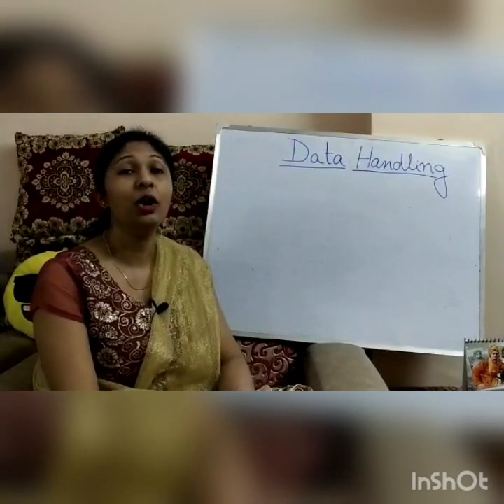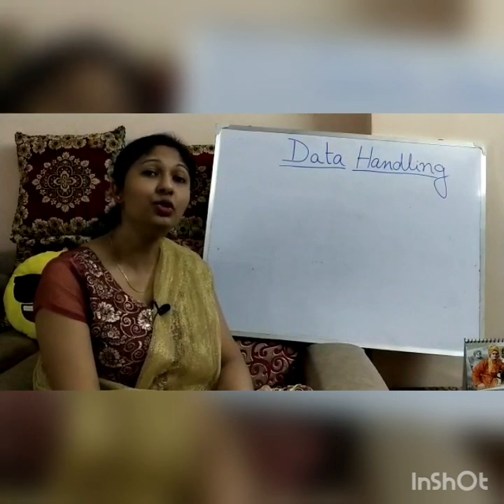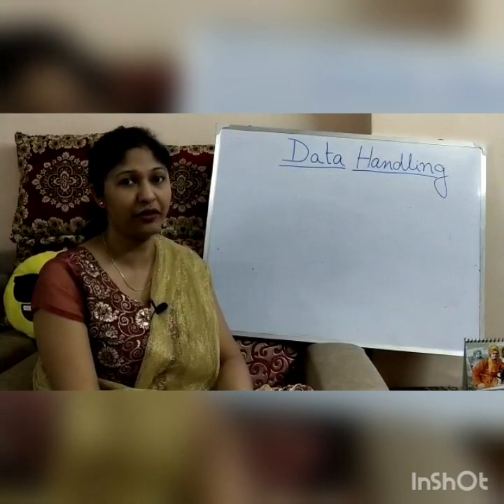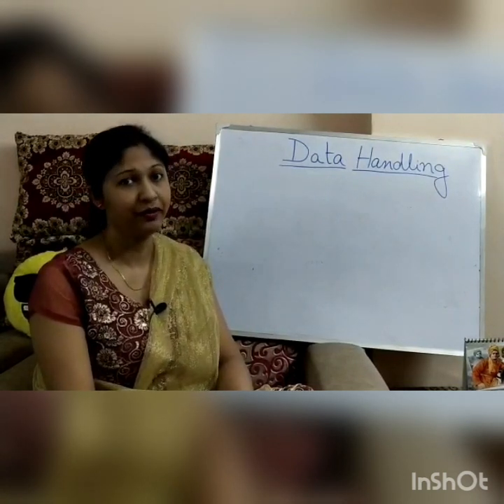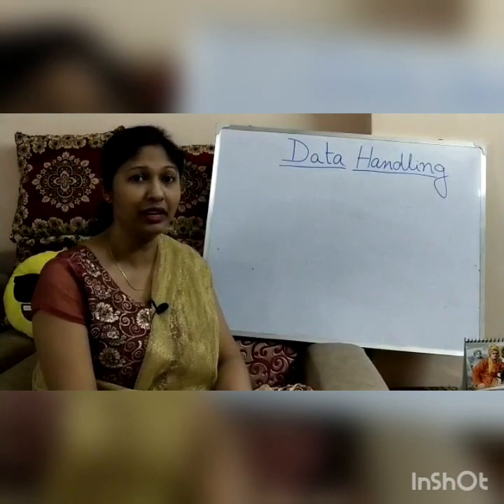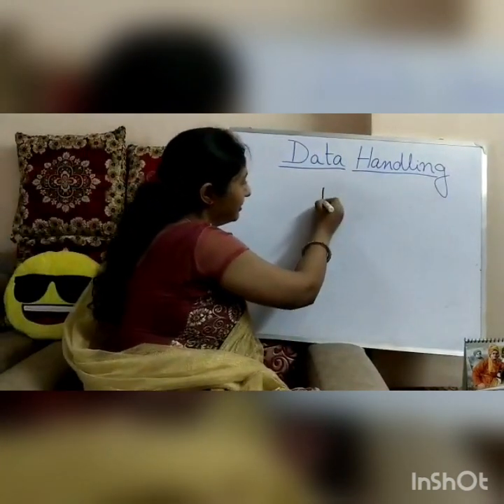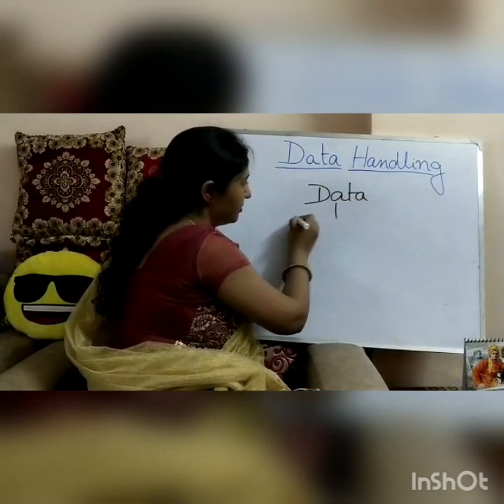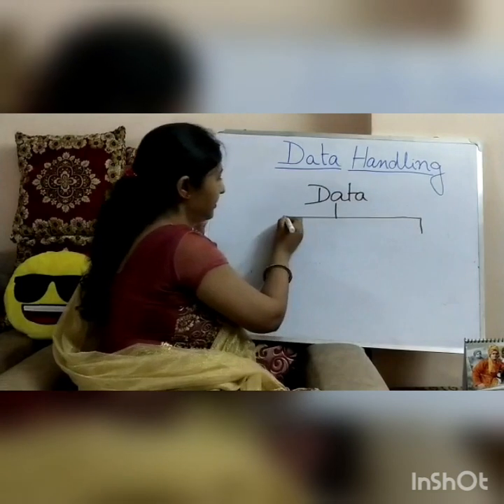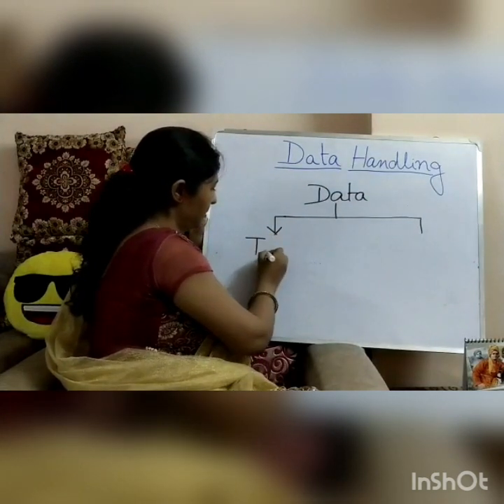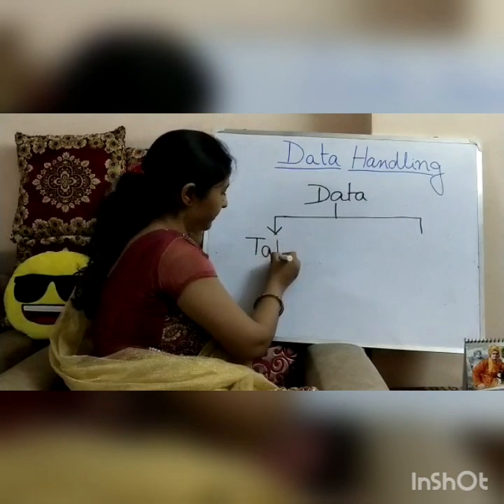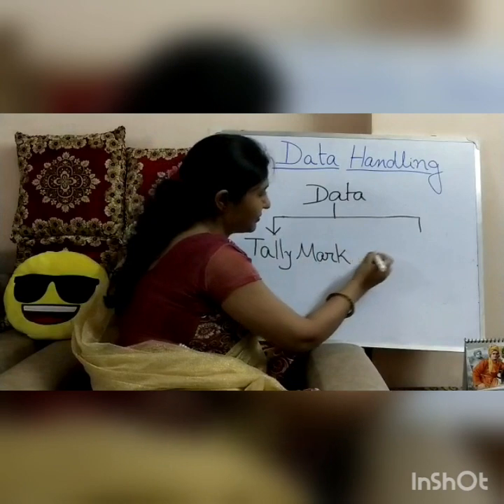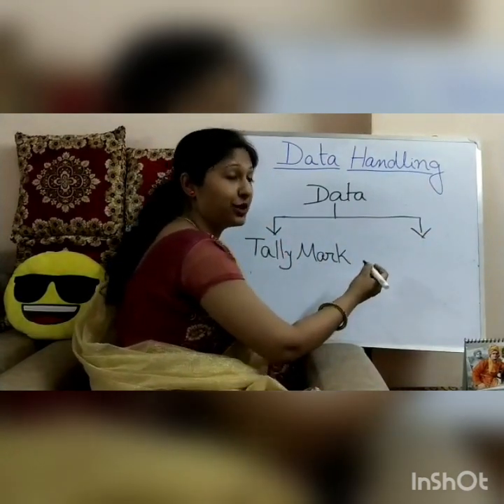So, usually we record data in two methods. One is tally mark and the second one is pictograph. I am going to show you how we will record data in two ways. First one is tally mark. And second one is pictograph.